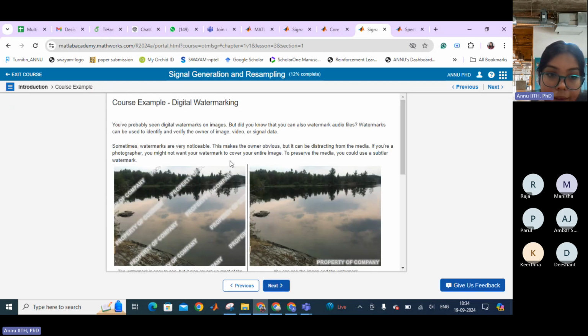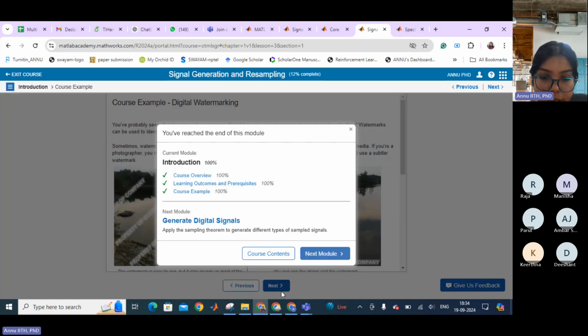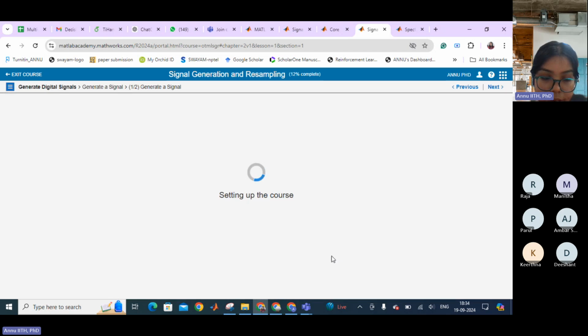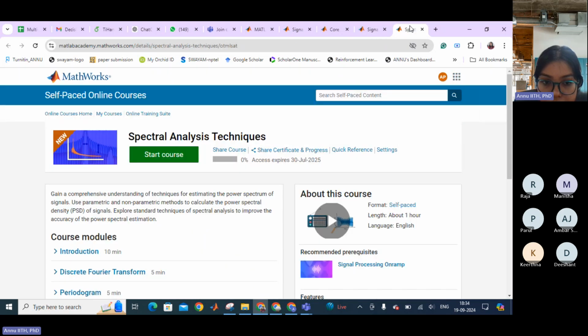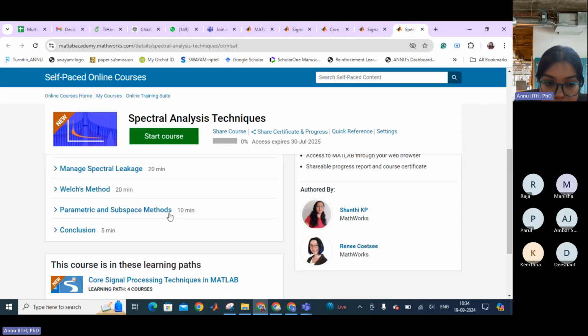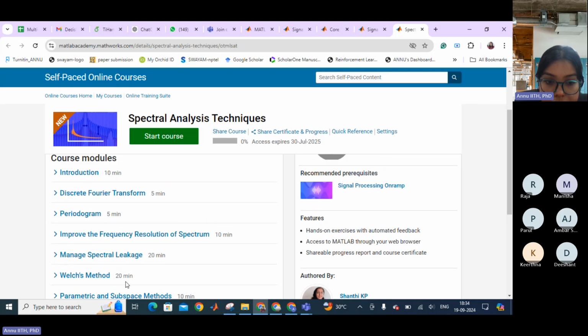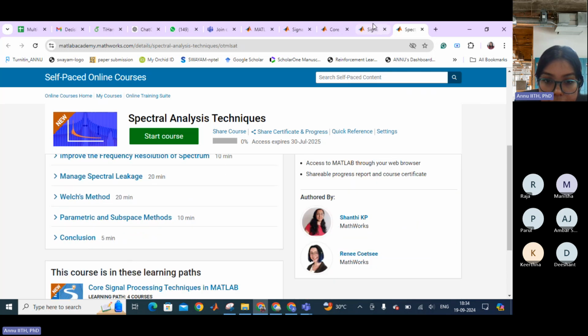For example, you have probably seen digital watermarks on images. But did you know that you can also watermark audio files? Watermarks can be used to identify and verify the owner of an image. Okay, this is very obvious. We will see that after this.